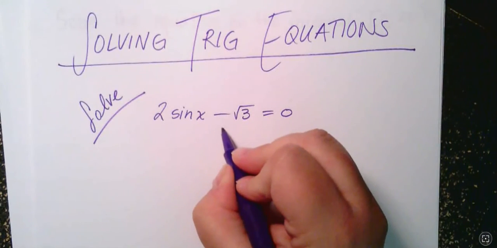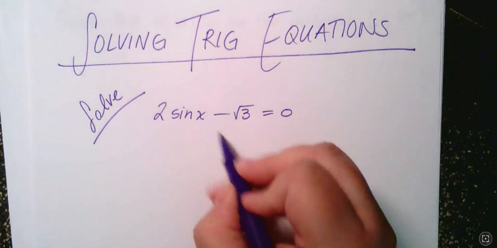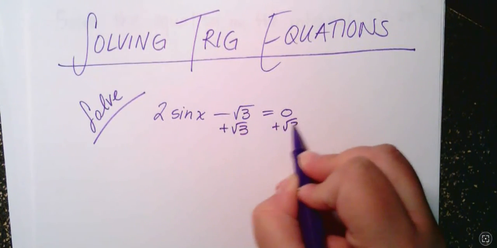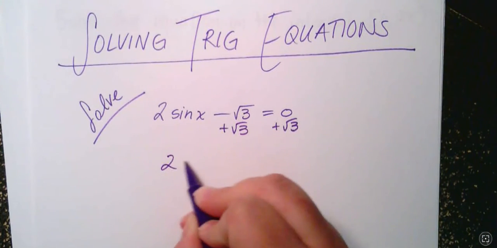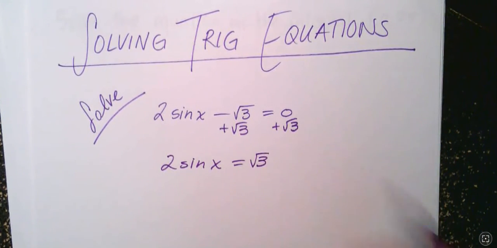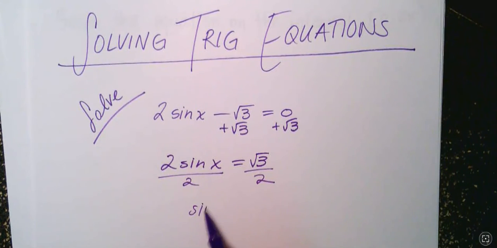Okay, let's say I want to get x alone. That's the idea of solving, is to isolate the variable. So I'm going to move this over here, so I get 2 times the sine of x equals square root of 3. And then I think I'll divide both sides by 2, so I can get sine of x alone.